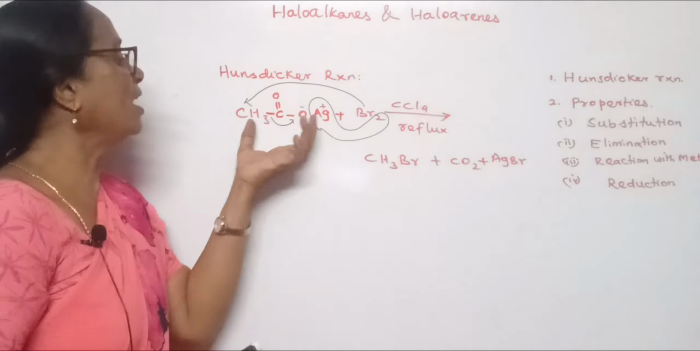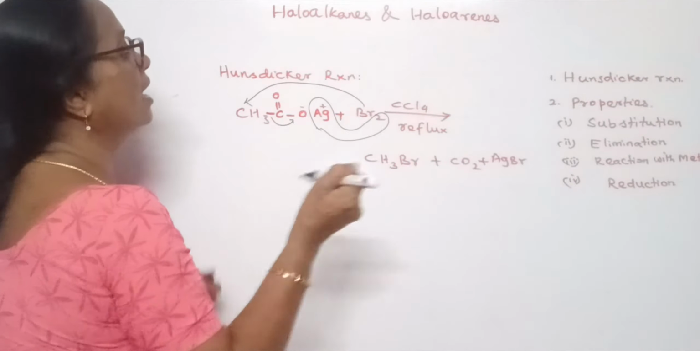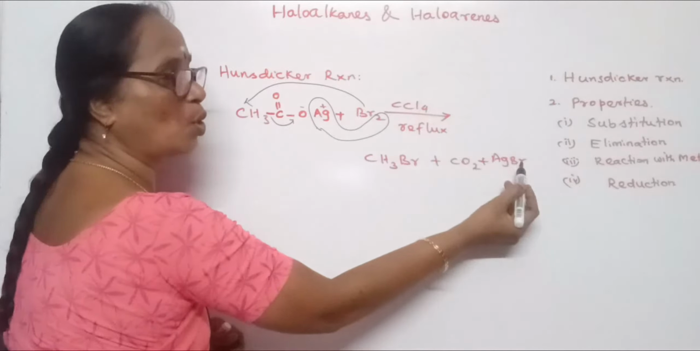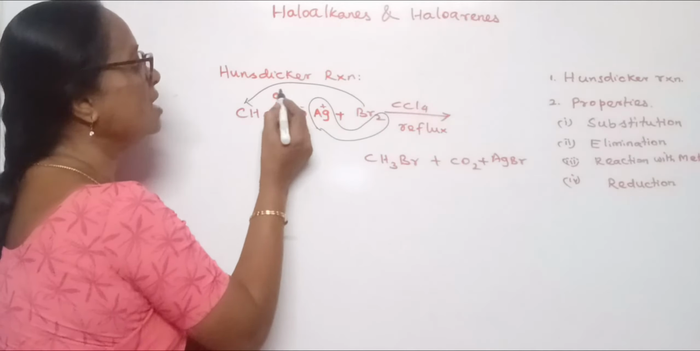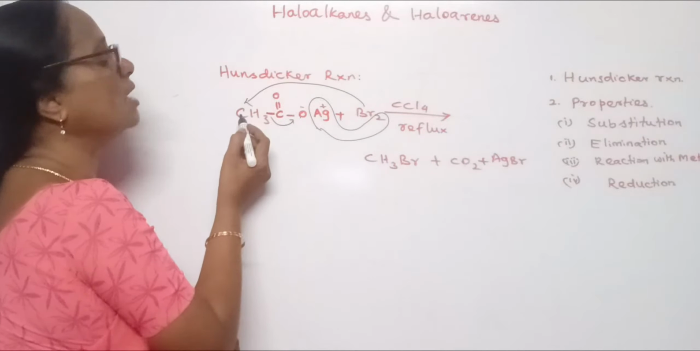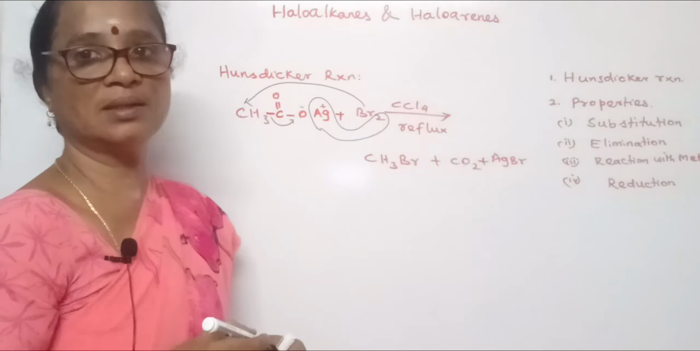So, silver acetate can be written like this, where one of the halogens is removed with the silver as silver bromide, and the bond that moves towards the oxygen makes a group of carbon dioxide. The other halogen attacks the methyl group, so we will get CH3Br.